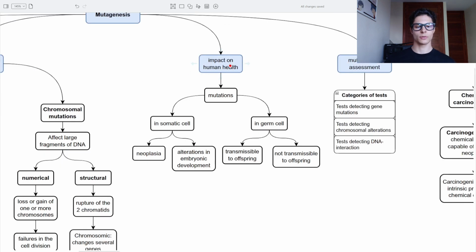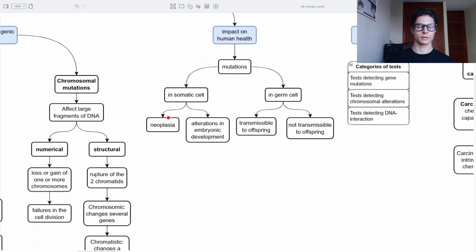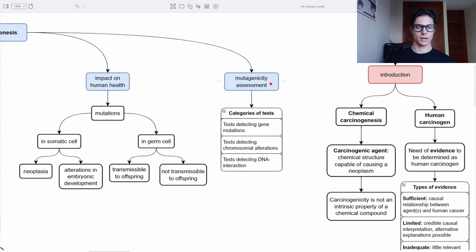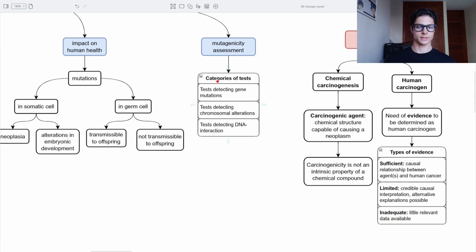What's the impact on human health of the mutations? In somatic cells, they can create neoplasia, so tumors, and alterations in embryonic development. Affecting germ cells, so sperm cells and egg cells, they can be transmissible to offspring or not. The mutagenicity assessment: there are various categories of tests that detect the gene mutation, that detect the chromosomal alteration, or that detect an interaction with the DNA.